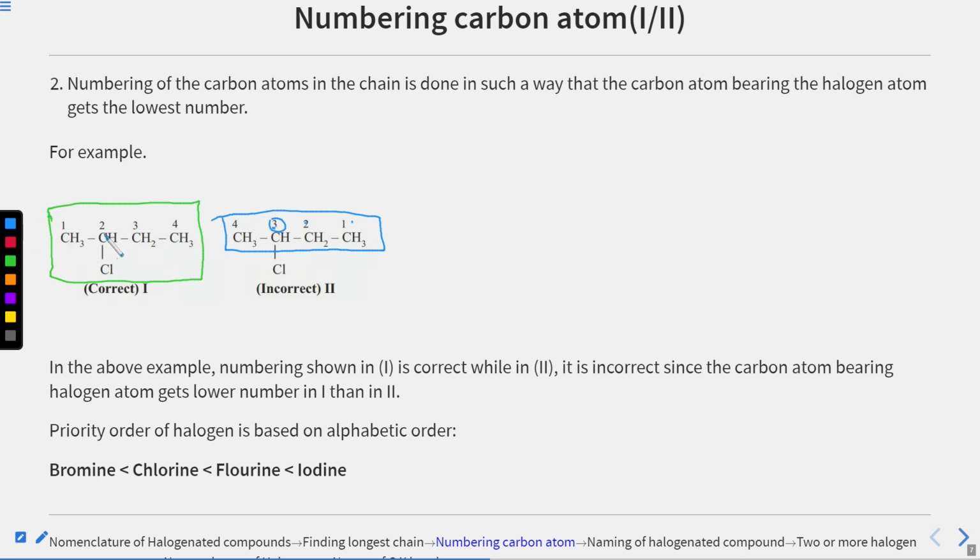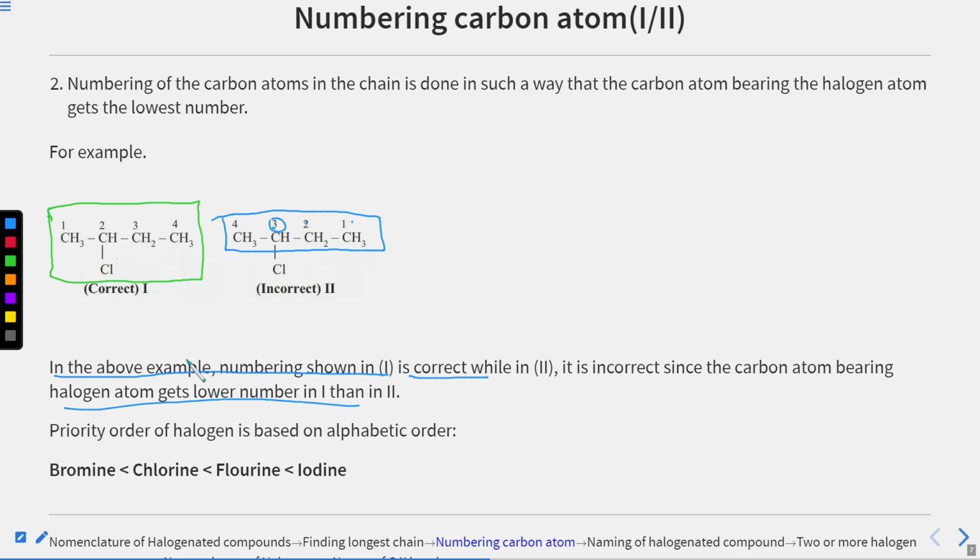So what does this second rule say? First you have to find the longest chain. Once you have the longest chain, you will try to number it, and number in which way? Such that the substituent should come at the lower number. This is clear? The same thing is written here. In the above example, the numbering shown in first is correct, because the carbon bearing the atom is at a lower number in 1 than in 2.